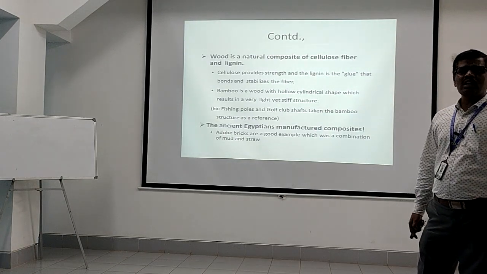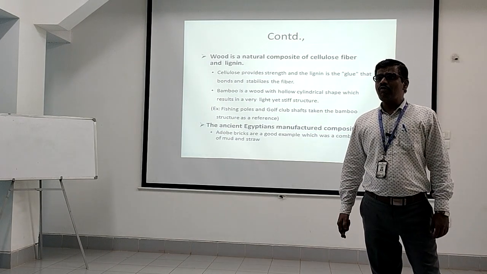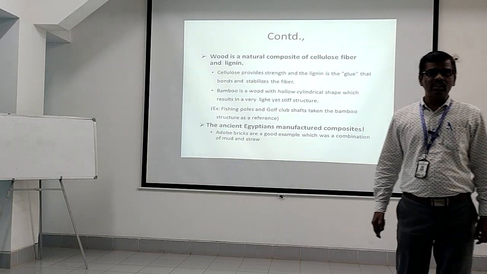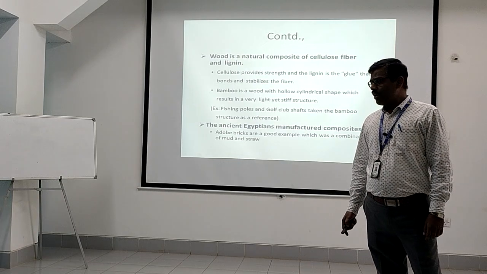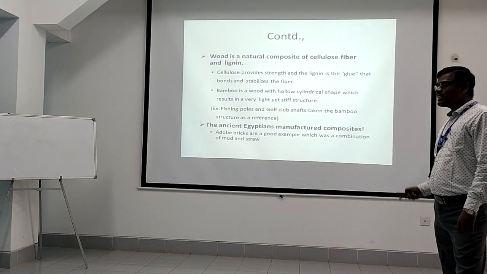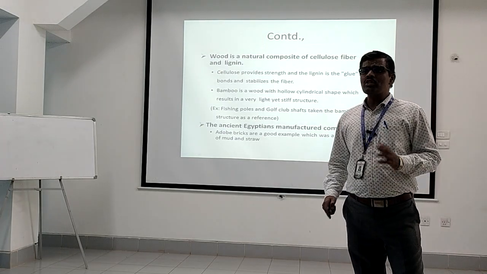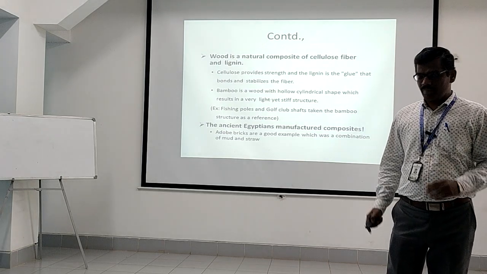Human beings have used composite material for thousands of years. The first synthetic composite material was used in 1500 BC in Egypt. In Egypt, they combined mud and straw to manufacture bricks. Those bricks were used for the construction of their houses.